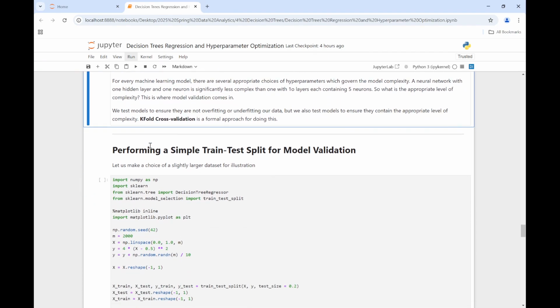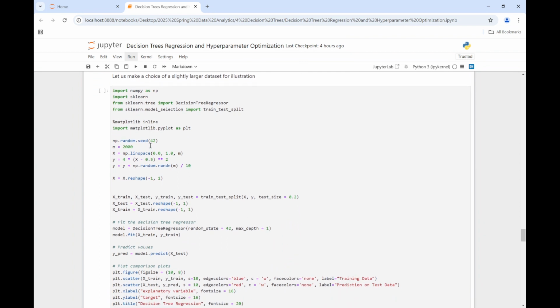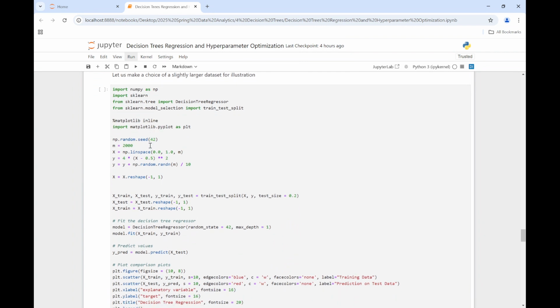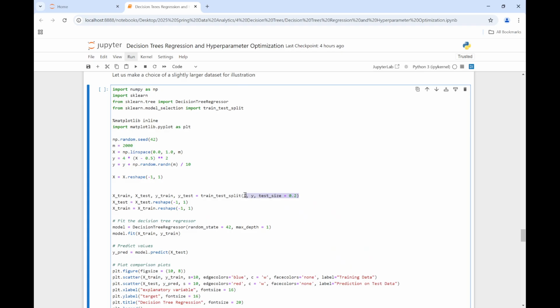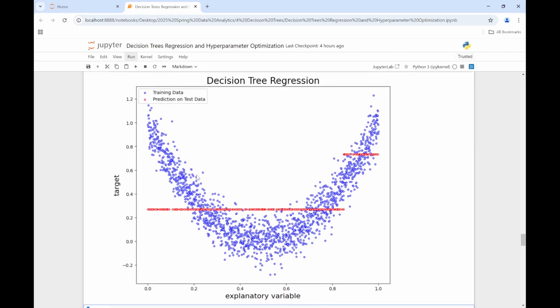So let me show you how we can implement a decision tree regressor and get the R-square values for our training and our test data set. We're going to make a split in the data. We're going to choose a test size of 20%, and this 20% is going to be randomly selected. We're going to fit a decision tree regression model with a maximum depth of 1, and we're going to plot the model and the data.